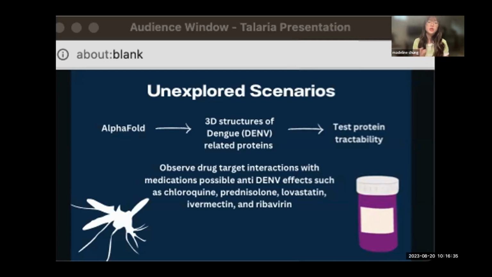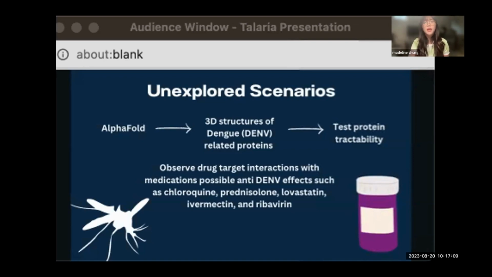And so with the structures of some of these dengue-related proteins, we allow researchers to gain a proficient understanding of the dengue virus on a more molecular level. And we are also able to test these proteins' tractability, which means its potential to be a drug target. And so with this information, researchers can easily observe drug target interactions, like I mentioned before, and test its interactions with specific medications that have shown potential anti-dengue effects, which includes some of the medications I've listed on the screen there.